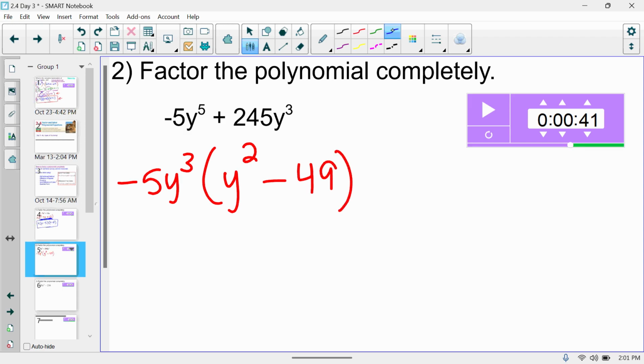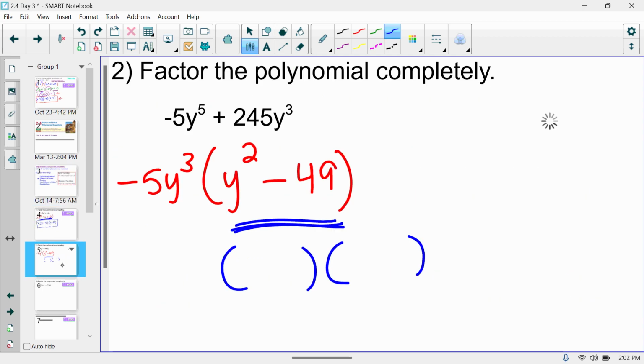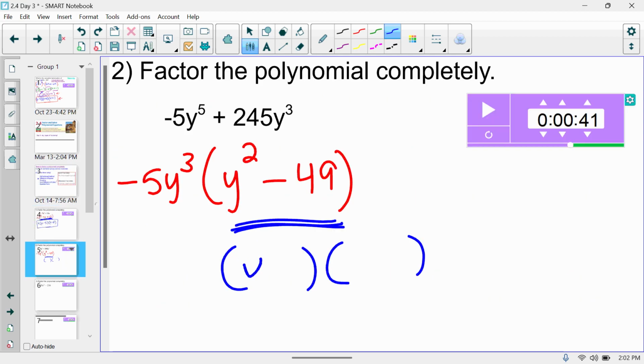Now, once again, you have to think, can I factor this further? And again, this is just our normal standard quadratic. You're thinking, what can I FOIL out that would give me this back? And it's also a difference of squares, so it should make it really quick to do this one. 49 is a perfect square, and we'd have to have y minus 7 times y plus 7.